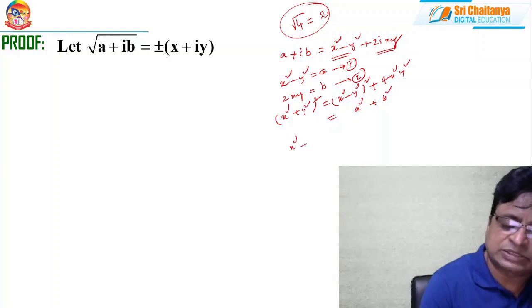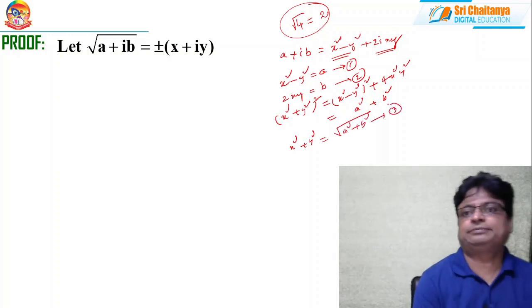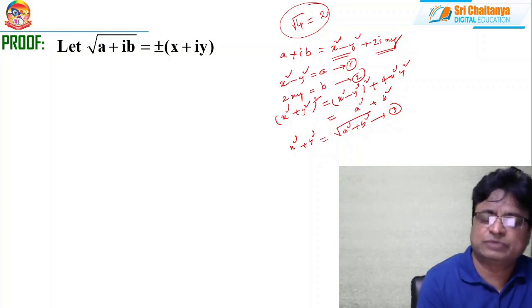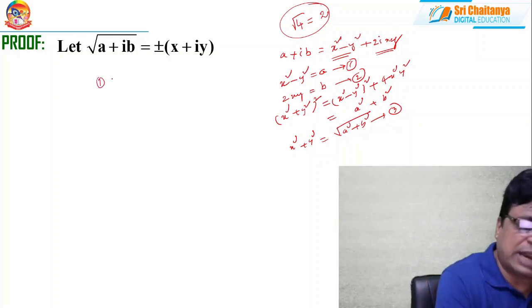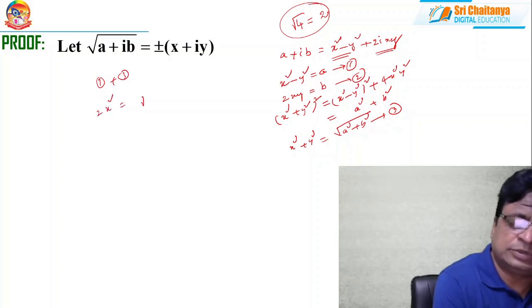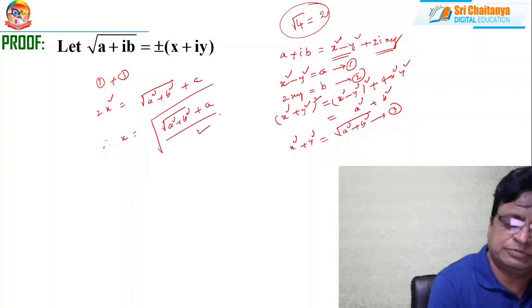So what is my x square plus y square? That is under root a square plus b square only. You call this equation number 3. Now in your hand you have 3 equations. One is x square minus y square, another is 2xy, another is x square plus y square. Now add 1 and 3. So you will get 2x square equal to root of a square plus b square plus a. Therefore my x becomes root of (root a square plus b square plus a) by 2.